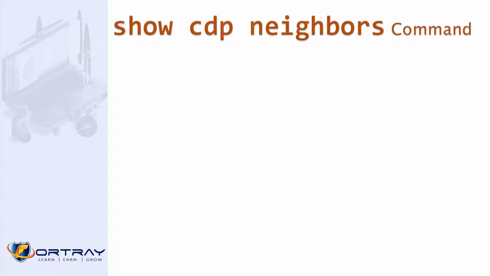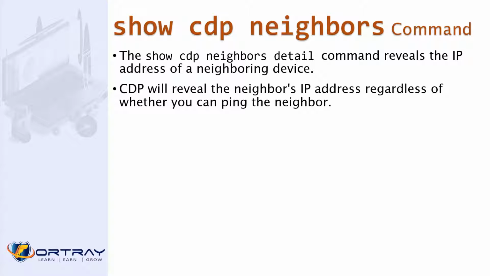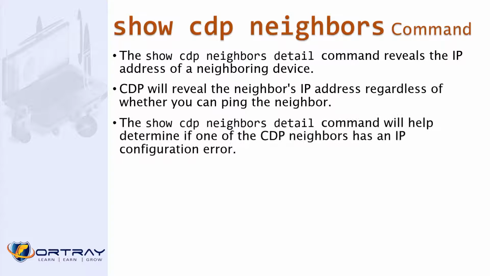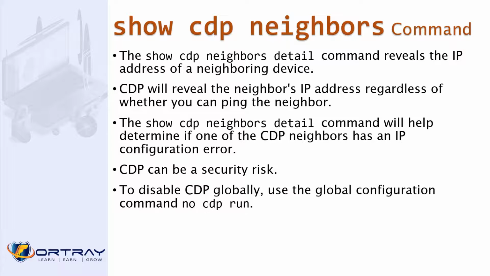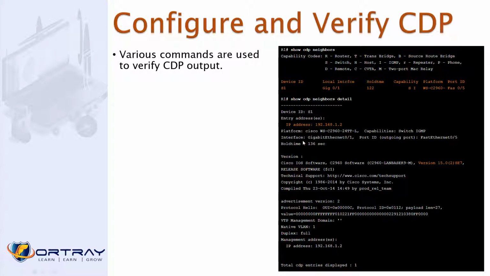Now the show cdp neighbors command. The show cdp neighbors detail command reveals the IP addresses of the neighboring devices. CDP will reveal the neighboring IP addresses regardless of whether you can ping them. The show cdp neighbors detail command will help determine if the CDP neighbor has an IP address error. It is a security risk, and if you want to disable it globally, use the no cdp run command. So basically we can disable or enable it globally, or on the interface with the interface command as well. Or we can verify with show cdp neighbors. With show cdp neighbors, we already have a topology.